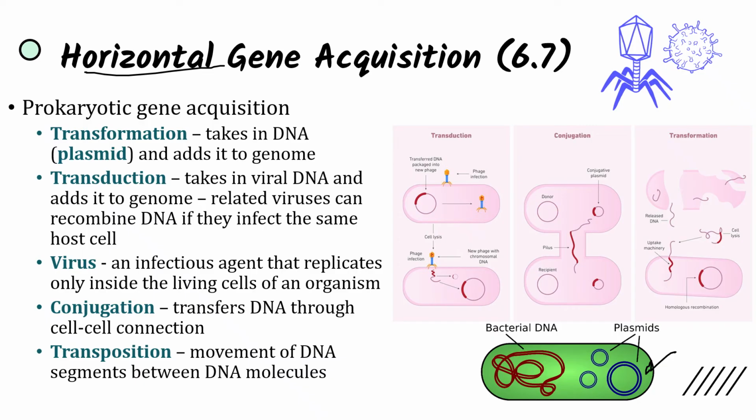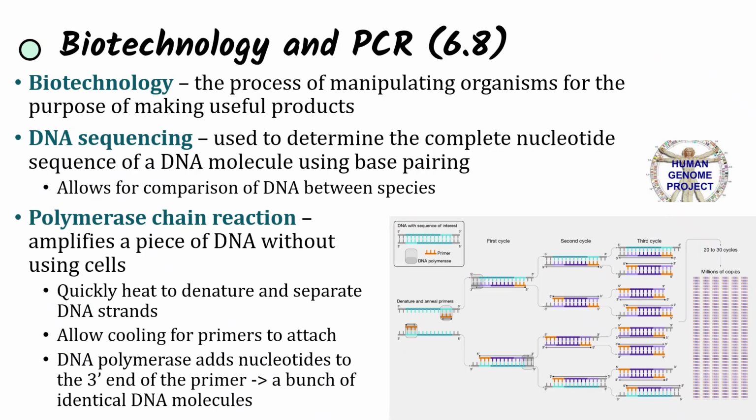And that's also going to increase genetic variation and introduce different genes into different organisms. For the very last part of our Unit 6 review, we're going to discuss biotechnology, which is the process of manipulating organisms for the purpose of making useful products. And so one of the most impressive acts of biotechnology has been DNA sequencing, which is determining the complete nucleotide sequence of a DNA molecule using base pairing.